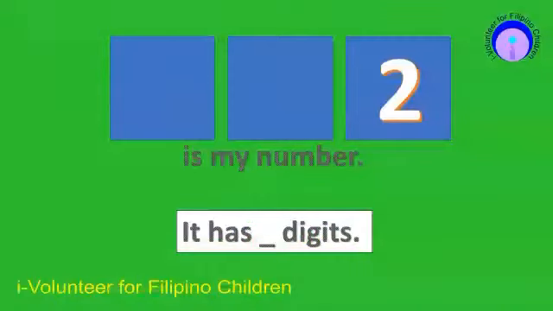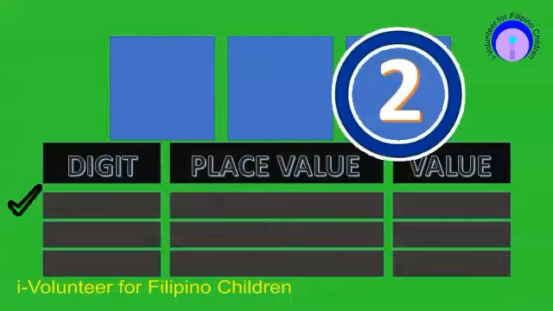What is your number? How many digits does your number have? 2 is my number, and it has 1 digit. What digit do you have? What place value does it belong to? What is the value of your digit? Digit 2 is in the ones place, and its value is 2 ones, or 2.